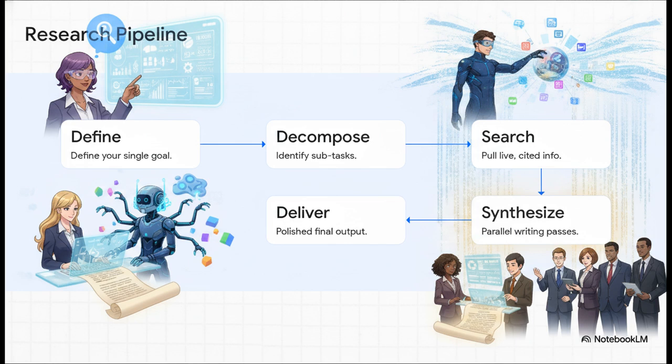Step 3, it runs a native search pulling real cited web data in real time, which is absolutely crucial for ensuring there are no hallucinated summaries. Step 4, parallel synthesis and writing happen. Claude actually evaluates the research quality and coordinates the writing pass, keeping your full research brief in mind. And finally, Step 5, you receive a polished, fully sourced deliverable.